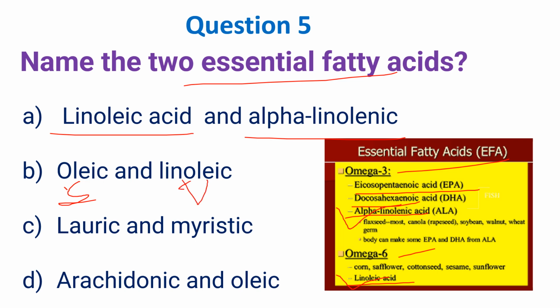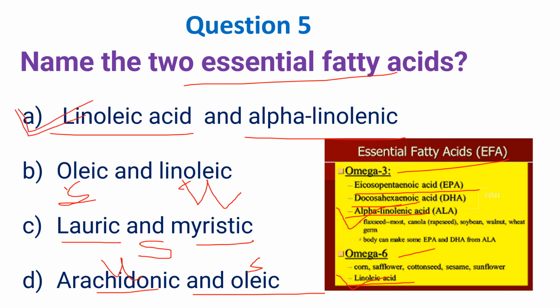Linoleic is an unsaturated fatty acid. Lauric and myristic both are saturated fatty acids. Arachidonic is unsaturated and oleic is saturated. Option A is correct. These are the two essential fatty acids.